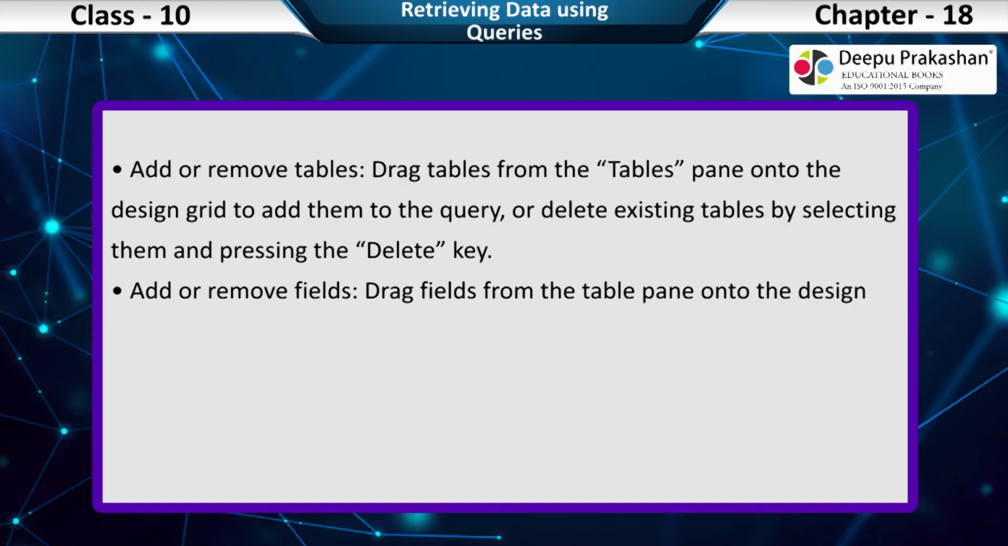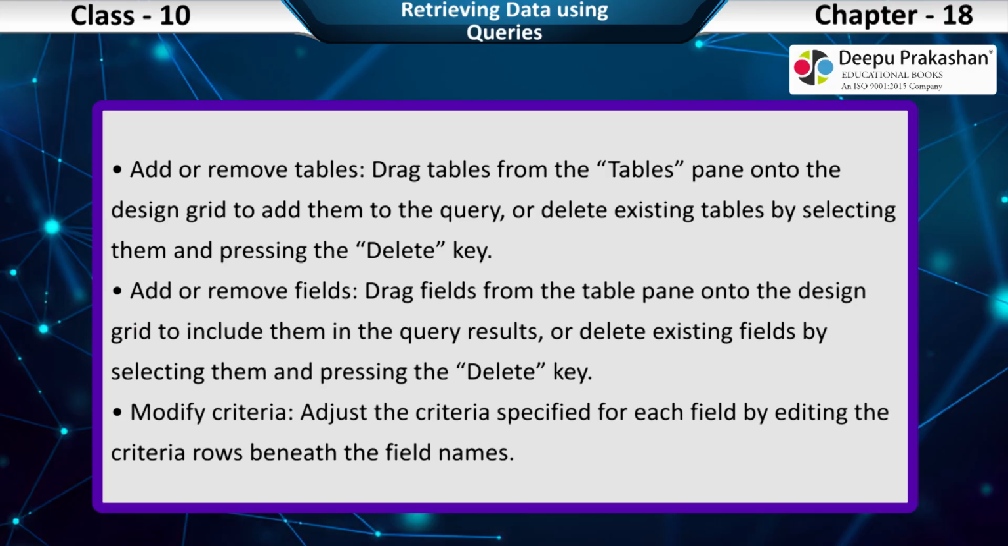To edit the query, you can add or remove tables, drag tables from the Tables pane onto the Design Grid to add them to the query, or delete existing tables by selecting them and pressing the Delete key. Add or remove fields. Drag fields from the Table pane onto the Design Grid to include them in the query results, or delete existing fields by selecting them and pressing the Delete key. Modify criteria. Adjust the criteria specified for each field by editing the criteria rows beneath the field names.